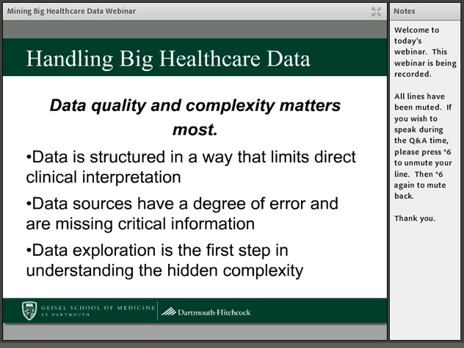So some of the basic issues that we face is that the data that we get out of the electronic health record system is structured in a way that's efficient for the computer to manage, but the clinical context in which the information was collected is sometimes lost. So we have to reconstruct how we interpret the information. When we look at the data sources, there's a variety of ways the information comes into the system, and there's a degree of error associated with that.